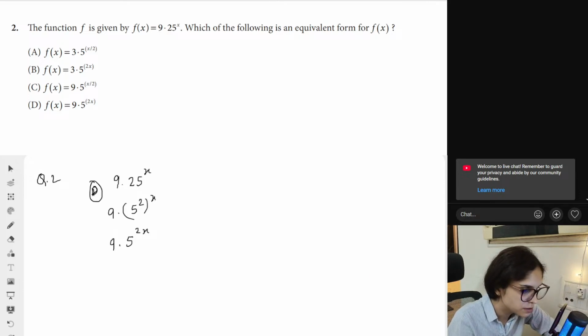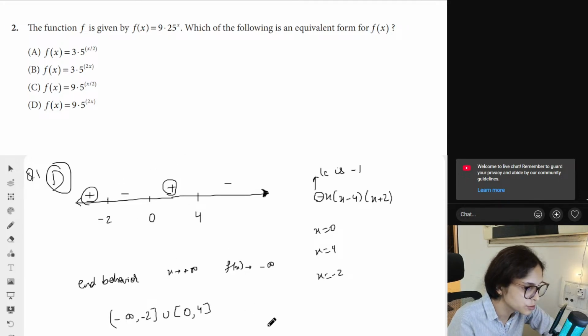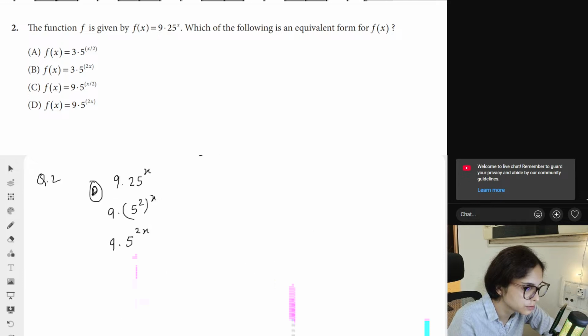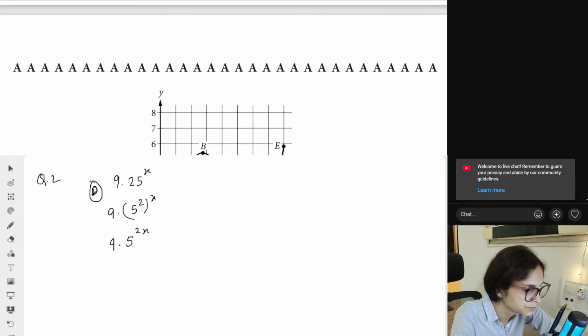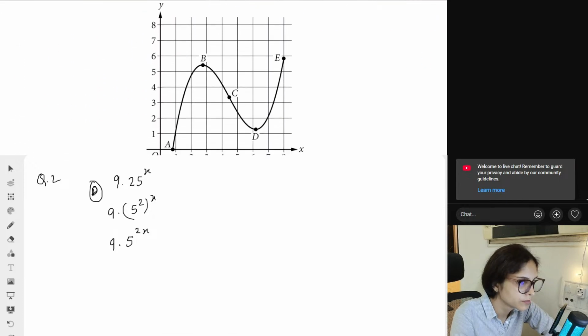So if we see the answers, the first one was also D and the second one is also D. Now moving forward to the third question. Okay, this is the graph given to us. And now let's see what they're asking in the question.